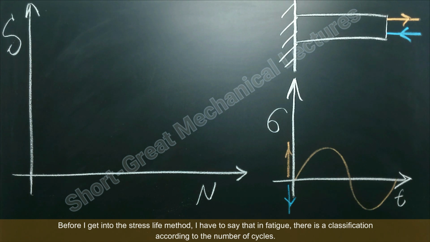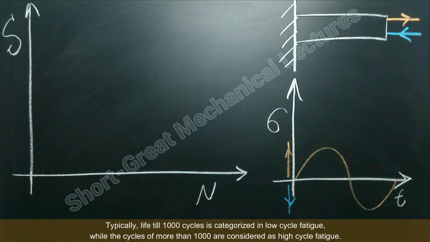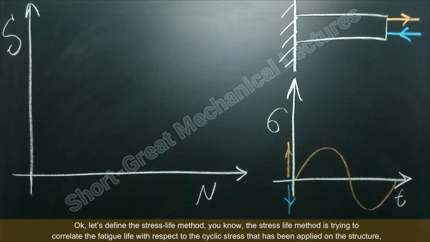Before I get into the stress life method, I have to say that in fatigue, there is a classification according to the number of cycles. Typically, life up to 1000 cycles is categorized as low cycle fatigue, while cycles of more than 1000 are considered high cycle fatigue. Okay, let's define the stress life method.